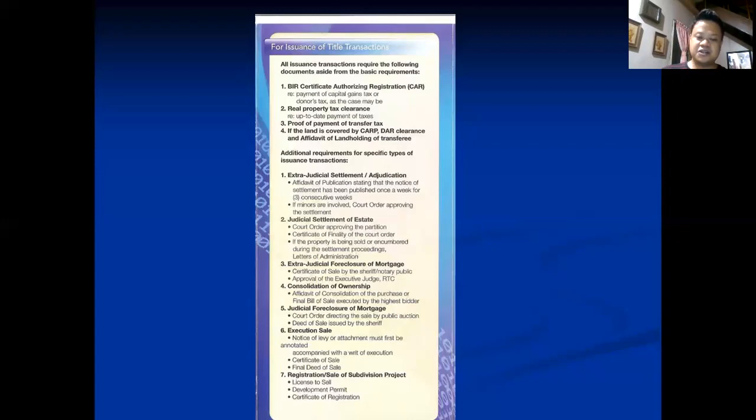Now, likewise, the registration of sale of subdivision projects. Ngayon, maraming ganyan, di ba? So these subdivision projects, usually, these are tracts of land, usually 10 to 20 hectares. Then they would consolidate the titles of different smaller lots, di ba? And they will eventually make that subdivision project, and they will now subdivide it into smaller lots, usually 150 to 200 square meters. You also need to submit to the Register of Deeds the license to sell, the development permit, and the certificate of registration of the developer.